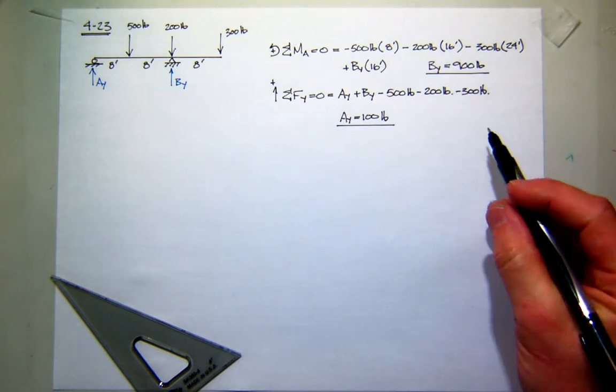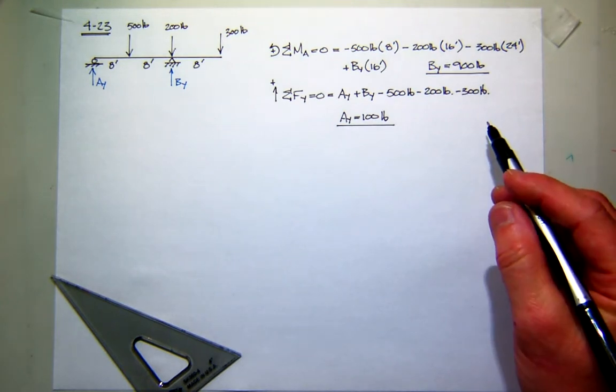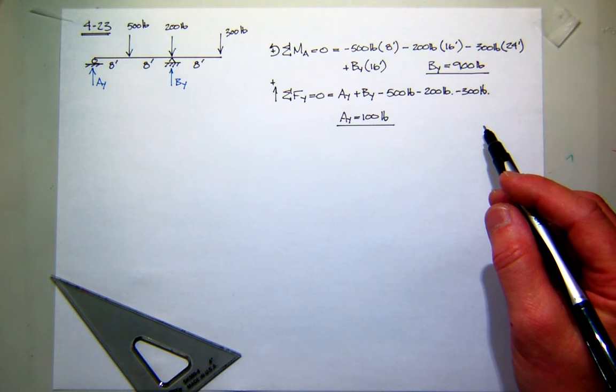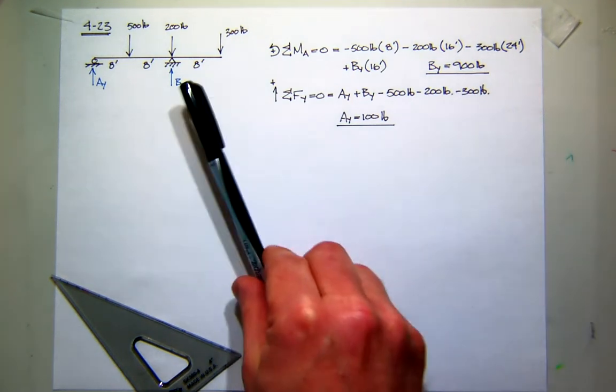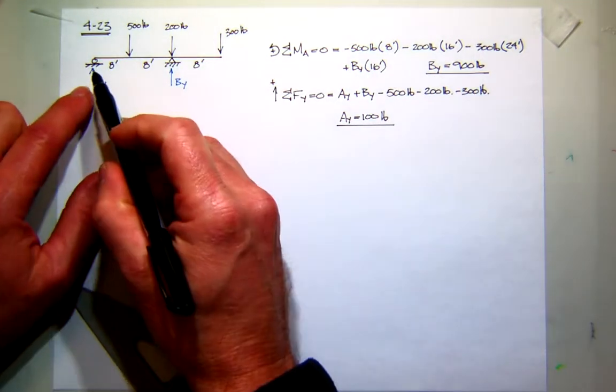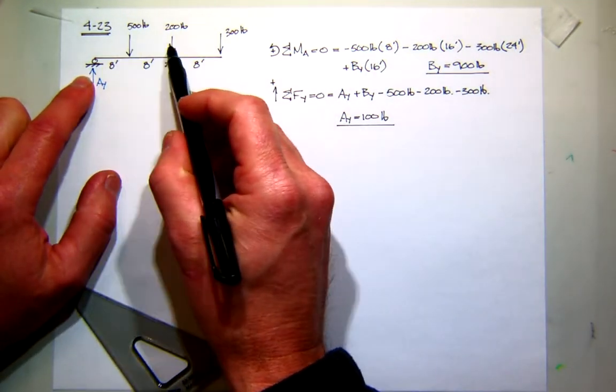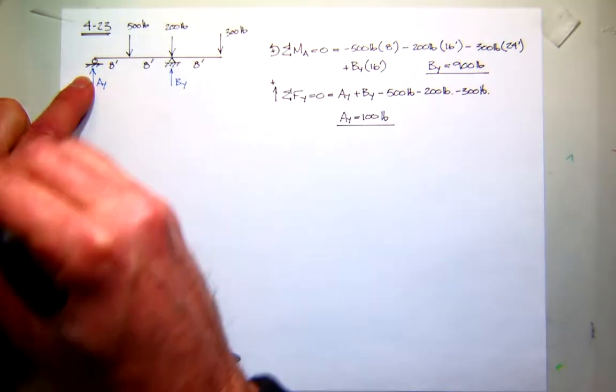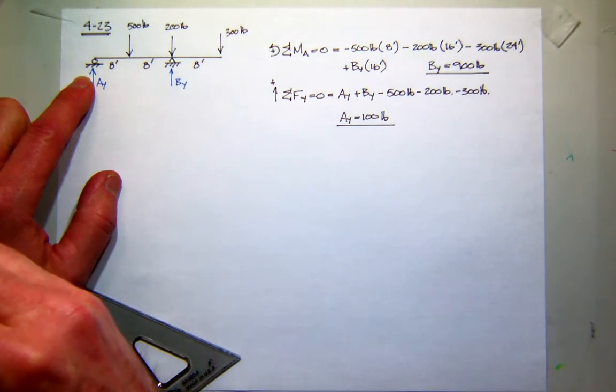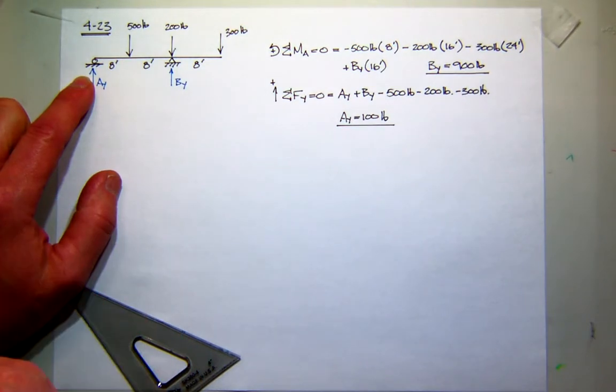This is one of my questions. The moment about A. Why would the 300-pound force cause a moment about A when it's broken up by the support at B? Well, you don't even look at it, right? You just look at the individual forces. So about A, each of these forces is creating a clockwise moment. It's statics, there's no common sense here.